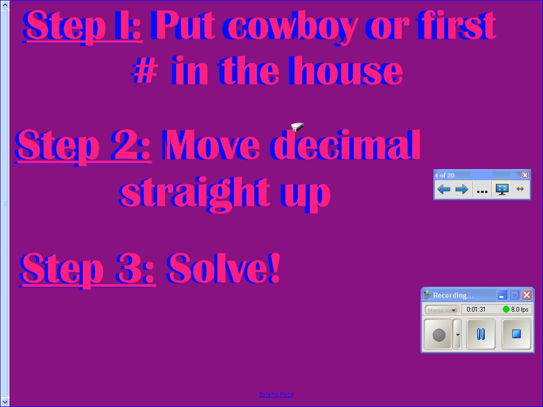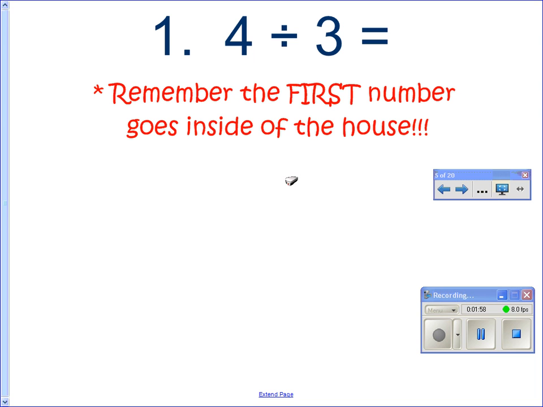When you are dividing decimals, the first step is you're going to put the cowboy, or the first number, in the house. The fraction bar is another way to show division. So the top number, or top dog, or the cowboy goes inside the house, and then the bottom number stays out. Step 2 is you move the decimal straight up. And then step 3, you are going to solve. So we're going to do some examples together.